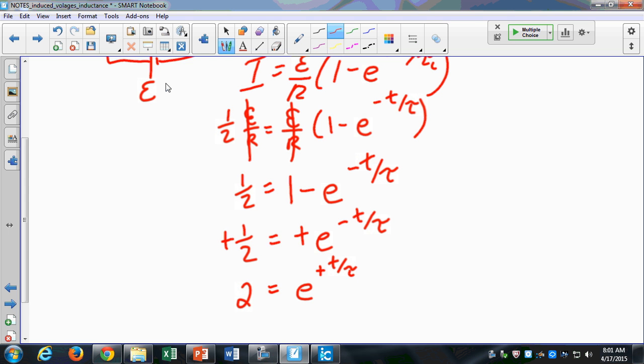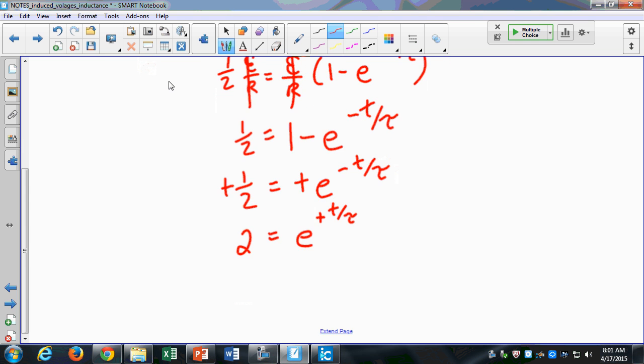All right. How do I get rid of that exponential? If I want to solve for t, how do I get rid of the exponential? Right, I take the natural log of both sides. So I do natural log of 2, natural log of this. That cancels out there. And then I get natural log of 2 equals t over tau.